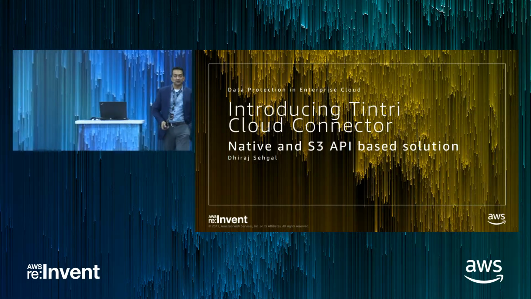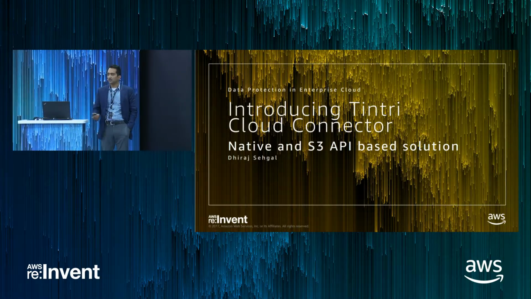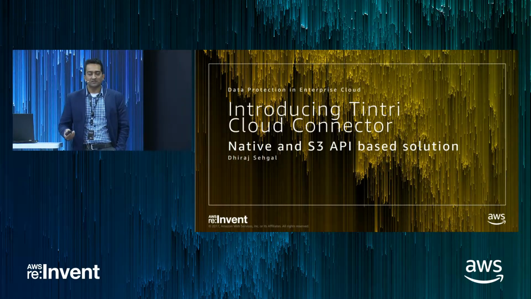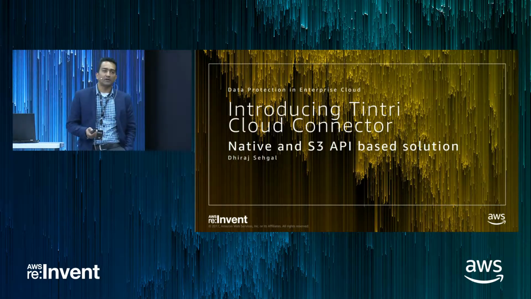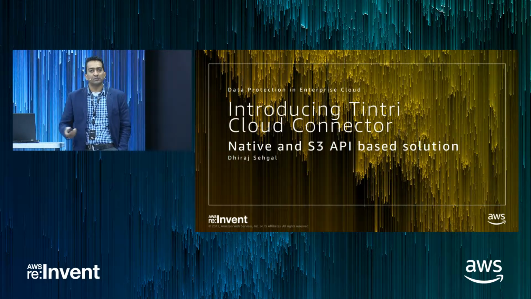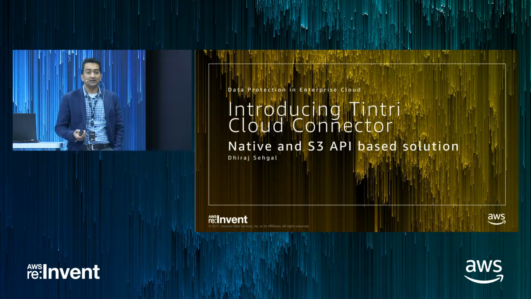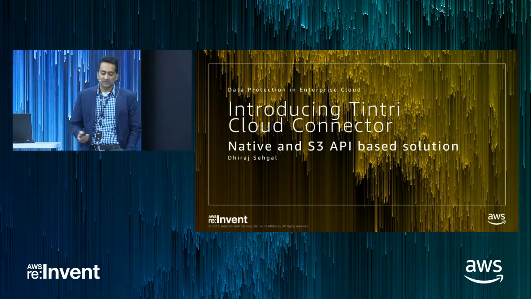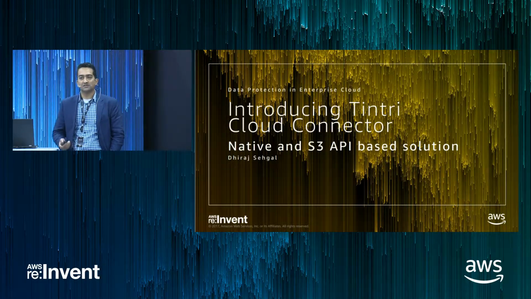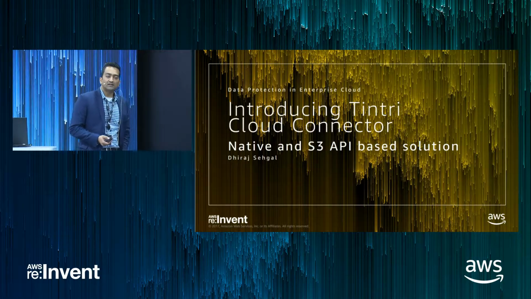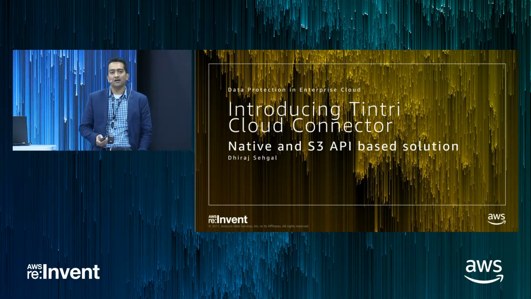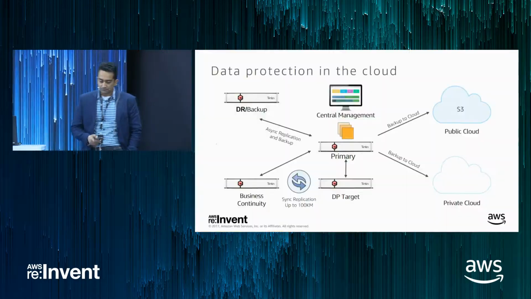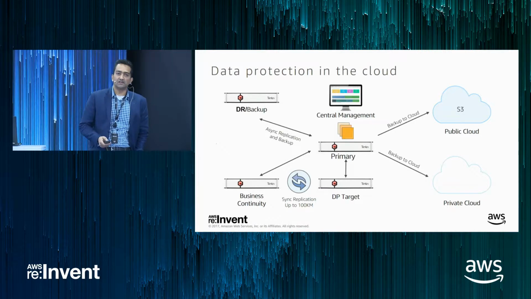I hope the show is going great for you, and you're learning a lot about the different services which AWS offers. One of the things we have seen is that when people are looking at a lot of on-prem data, they're looking at protecting that data, and one of the options they have always looked towards is AWS. With Tin Tree, we are an enterprise storage and system solution provider, all-flash storage based, and in our software we have the Tin Tree Cloud Connector. So how do we look at data protection in the cloud?